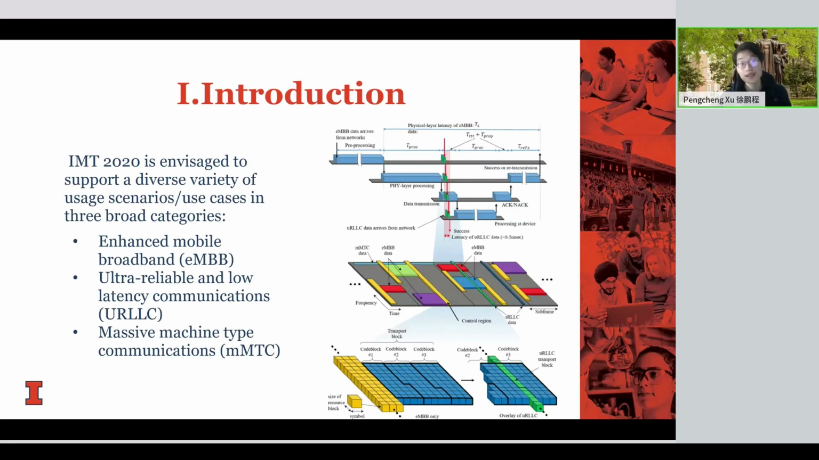First, enhanced mobile broadband, where the use case is mainly about hotspots. For ultra reliable and low latency communications, we usually use it in the intelligent transportation system or V2X system. While in massive machine type communications, the deployment could consist of a very large number of devices with a relatively low volume of non-delay sensitive data.